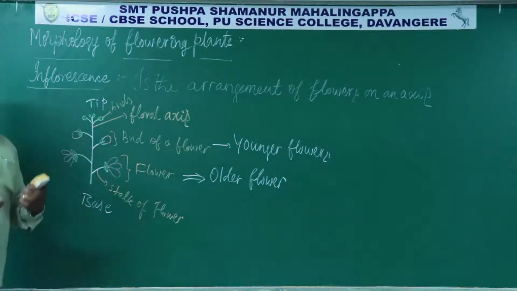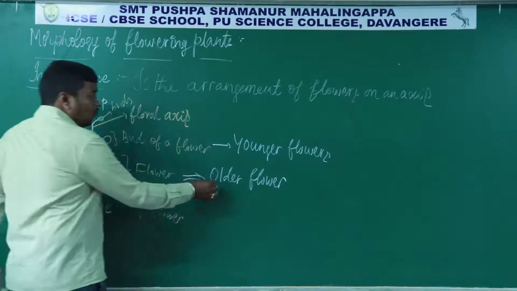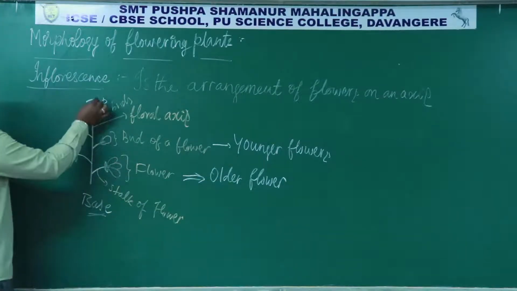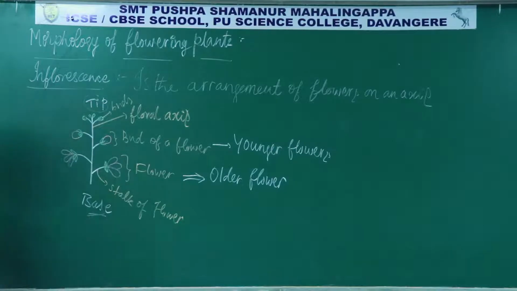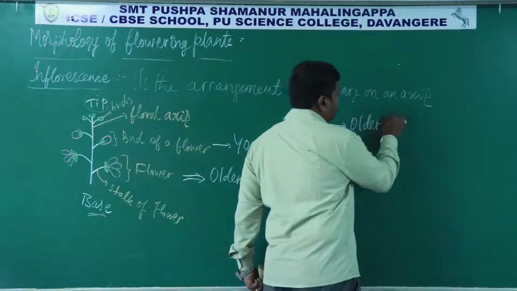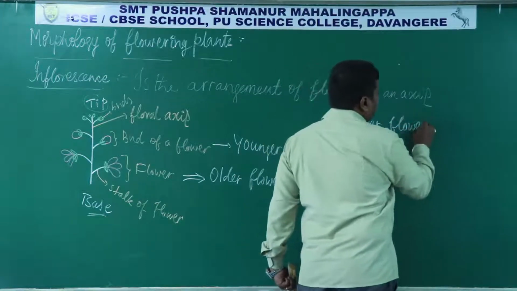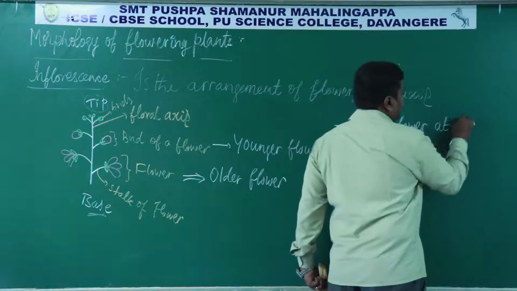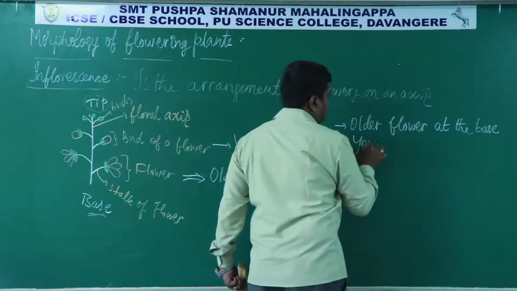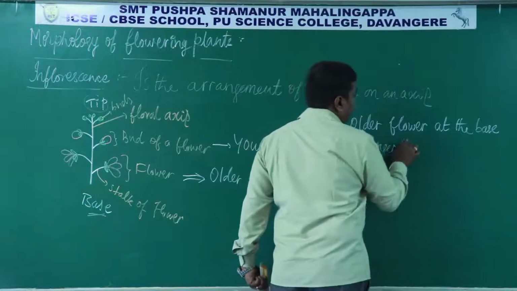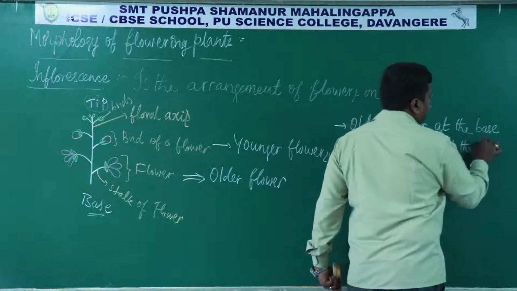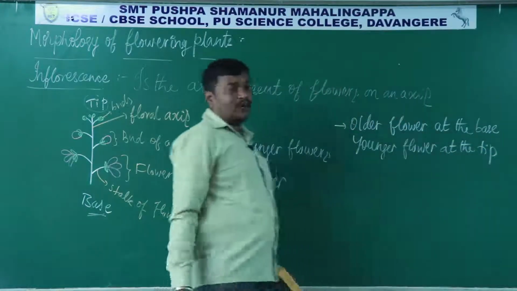So what is the position of the older flower and younger flower? Here older flowers are present towards the base, whereas younger flowers are present towards the tip. Older flower at the base, younger flower at the tip. This is one character.